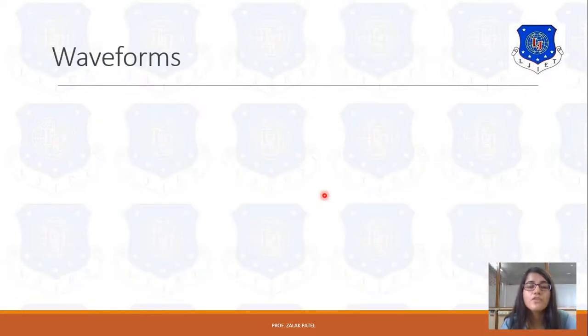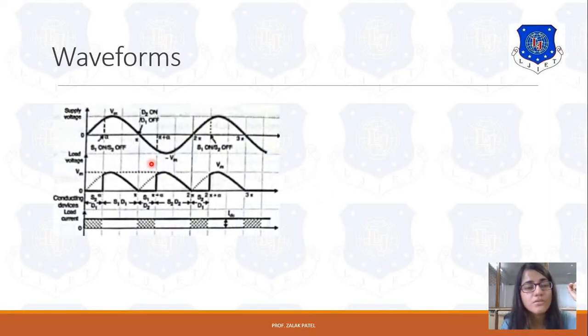Next is about waveforms. By discussing the table, we draw the waveforms of that particular circuit. So it looks like this. If you remember the table, then S2 and D1 will operate in the first stage. The range of that first stage is from 0 to the firing angle. Then after that S1 and D1 will operate. The range of S1 and D1 is alpha to pi.